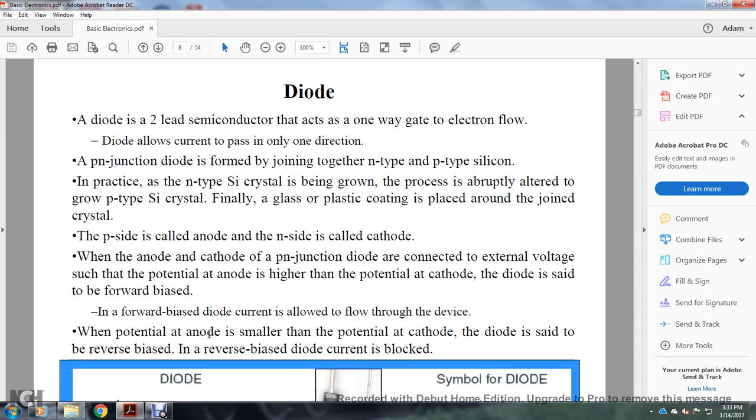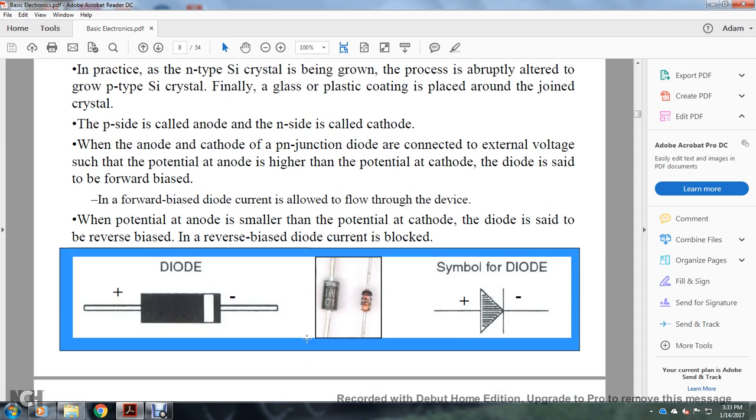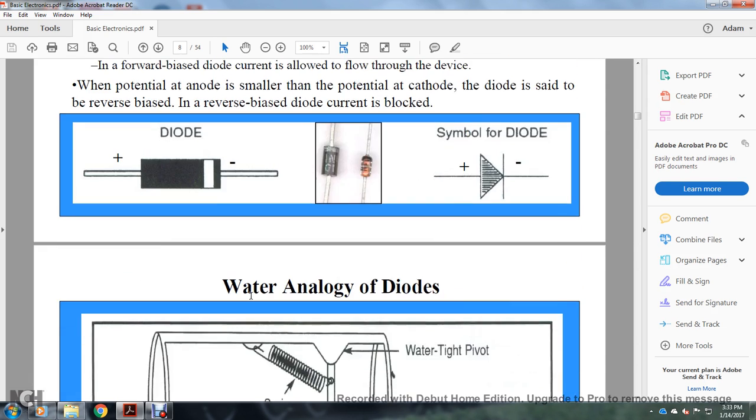When the potential of the anode is smaller than the potential of the cathode, the diode is said to be reverse biased, and a reverse biased diode blocks current. Alright, this is a diode, positive and negative, also the little picture with the symbol for a positive-negative diode.